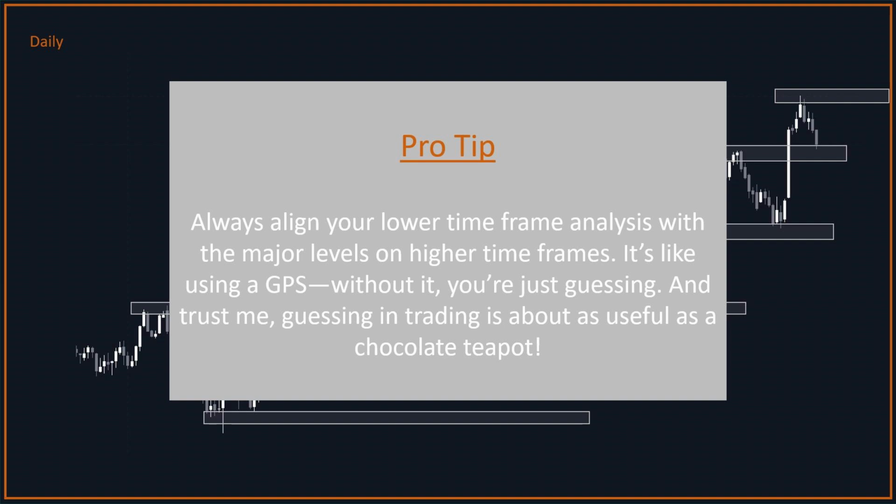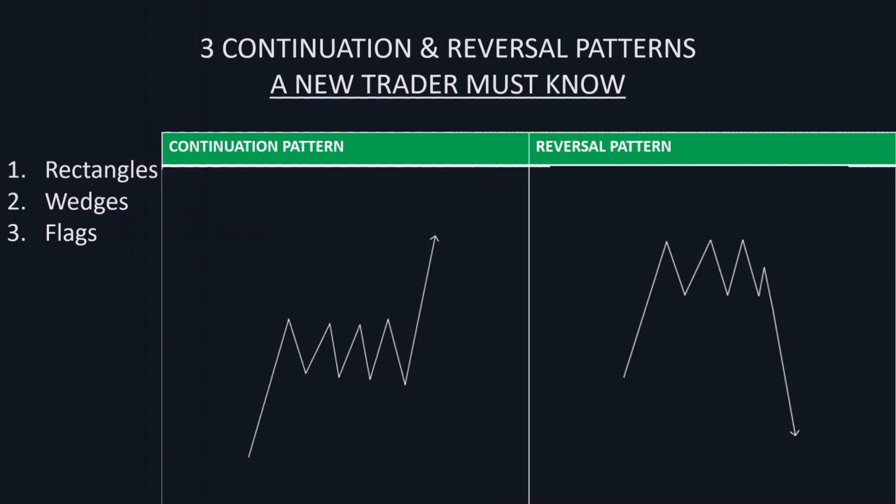Yes, I said that. In the next topic, we're going to focus on the 2 main types of price action setups: trend continuation and trend reversal. These are the setups we use to enter trades. Let's start with trend continuation setups. These are patterns where the market takes a brief pause before continuing in the same direction.